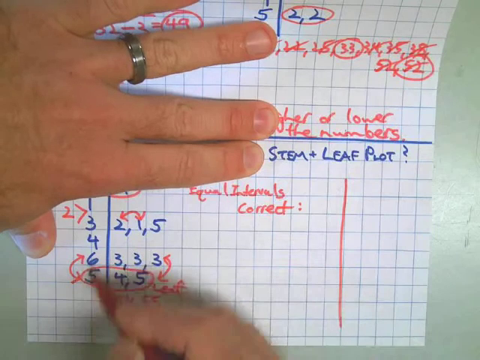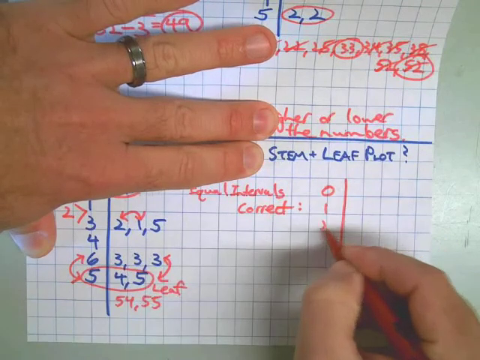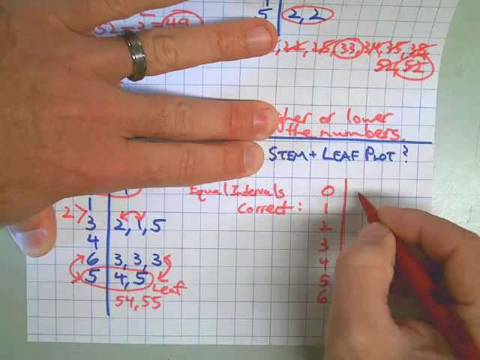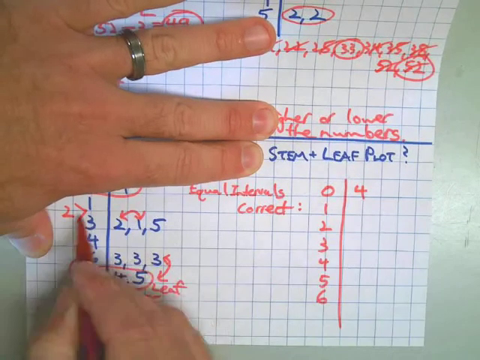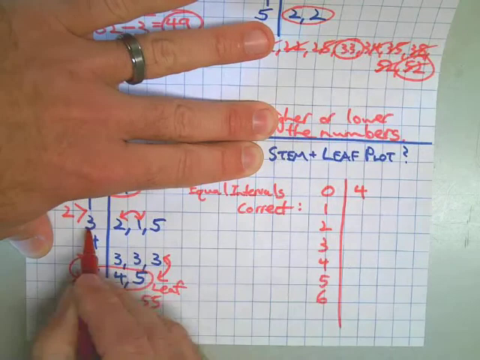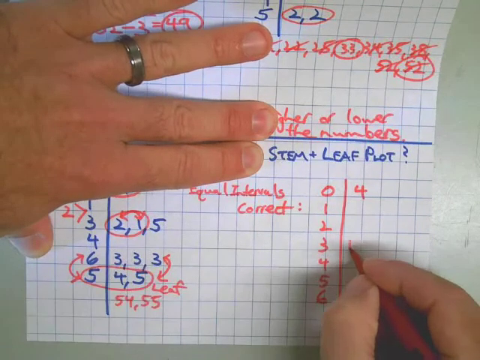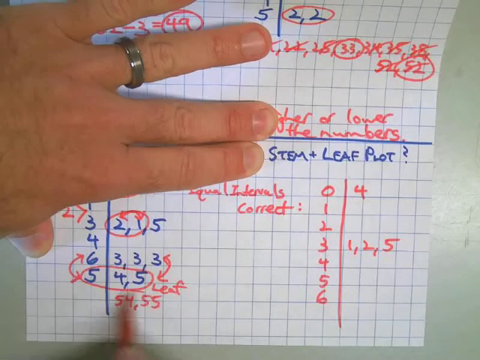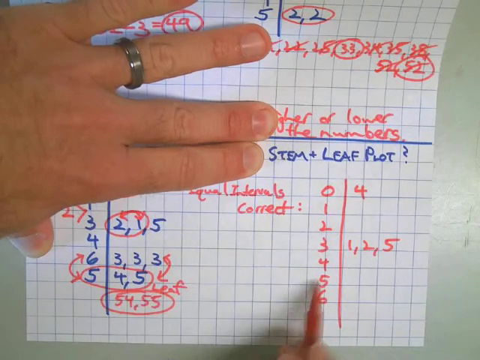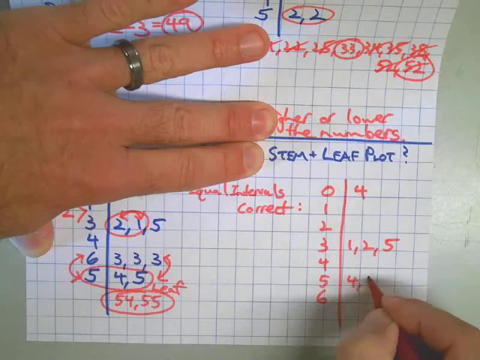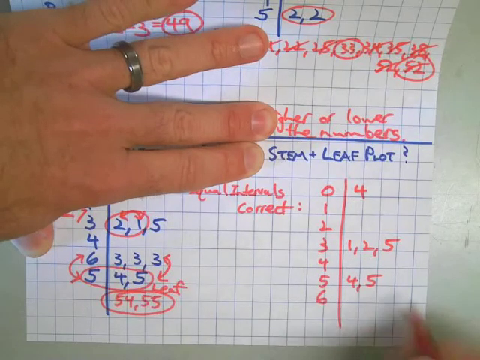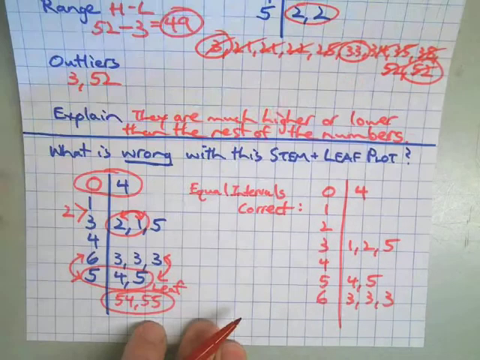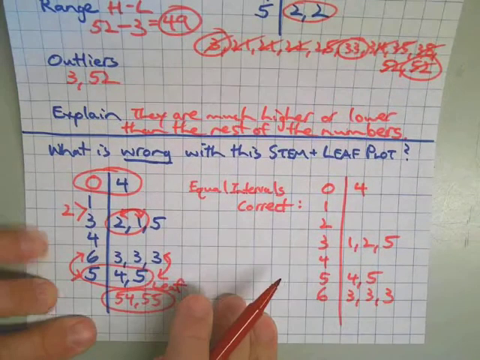I'm going to go 0 through 6, and I'm not going to leave anything out. Then I have my 4. I have nothing there with the 1s or the 2s. With the 3s, remember I need to switch the 1 and the 2, so I'm going to put those in order. Nothing in the 4s. The 5s, remember the 5 needed to move up here, but the 4 and the 5 need to come with it. And then the 6 was fine, but the 3s need to go with it when I moved it down. So that's the correct way to write that stem and leaf.